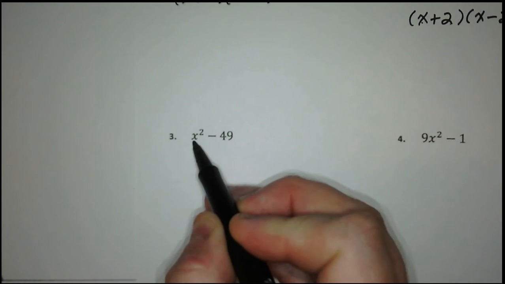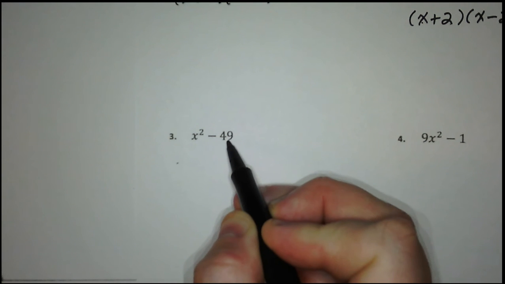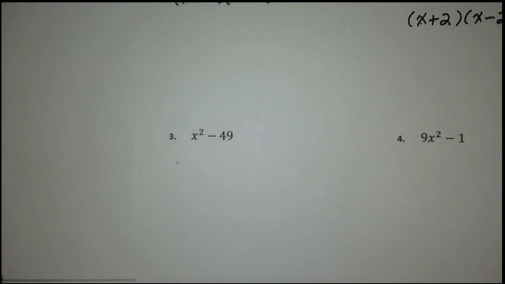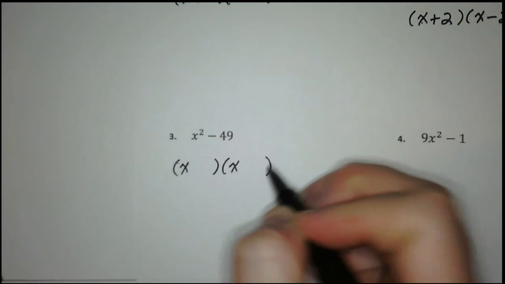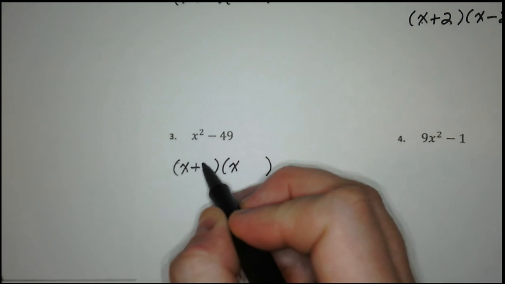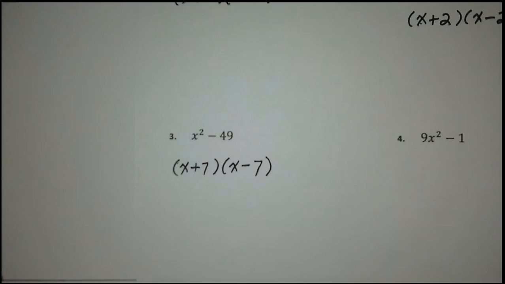So is 49, we know x squared is a perfect square. Is 49 a perfect square? Does it have a nice square root? Well, yeah, 7. So our two bubbles are going to be x plus 7 and x minus 7. That's it. And it doesn't matter which bubble you put the positive 7 and which one you put the negative 7 in. Doesn't matter.